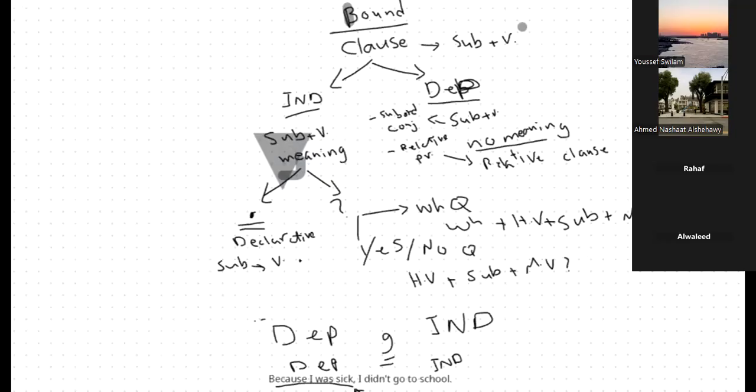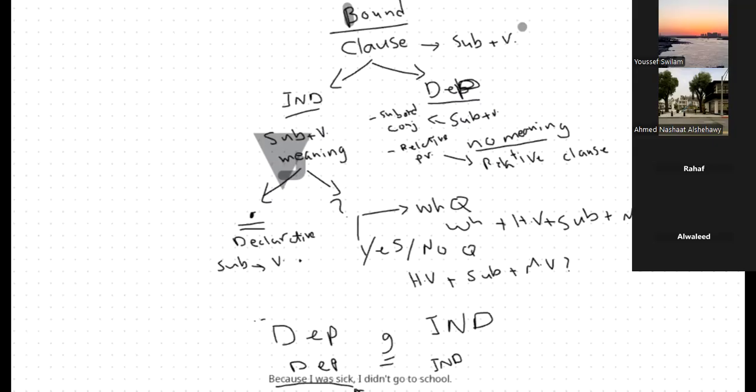How do I know that this is dependent? You're going to find in the beginning of the dependent clause a subordinate conjunction or relative pronoun. Like what, the subordinate conjunction? Like if, because. What about relative pronoun? Like who, which, whom, whose, that. Okay, now it's clear. Let's go to the independent clause.